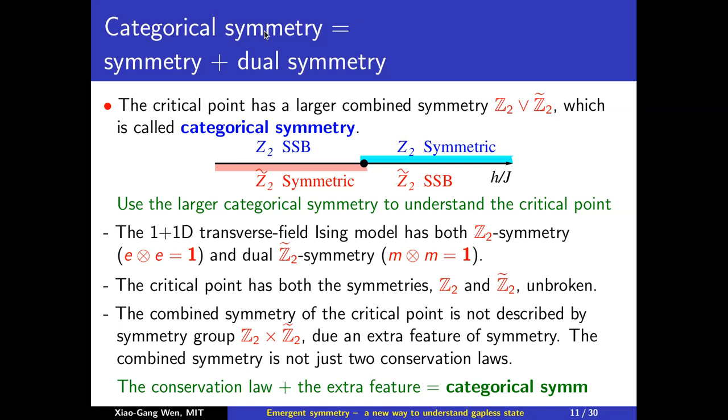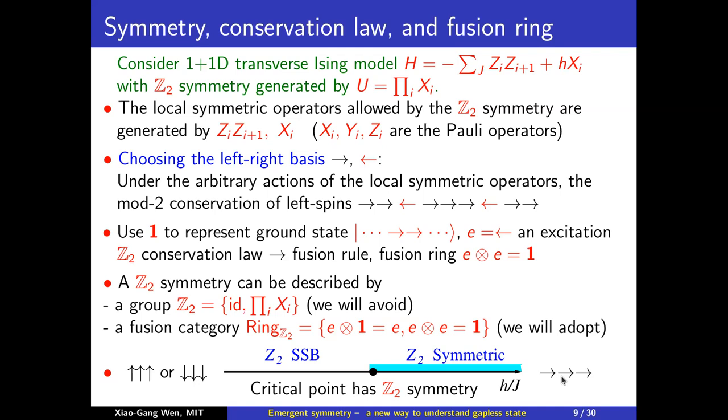Why is categorical symmetry important or useful? It's really the following. When you look at the Z2 symmetry, in a strong transverse field limit, the spins basically point in the X direction, and a single spin flip from left to right, or from right to left, costs energy. So this is a Z2 symmetric state. When you lower the magnetic field h, this spin flip from left to right costs lower and lower energy. Eventually, we have a lot of left spins, and they condense. Then they go to the Z2 spontaneous symmetry breaking state.